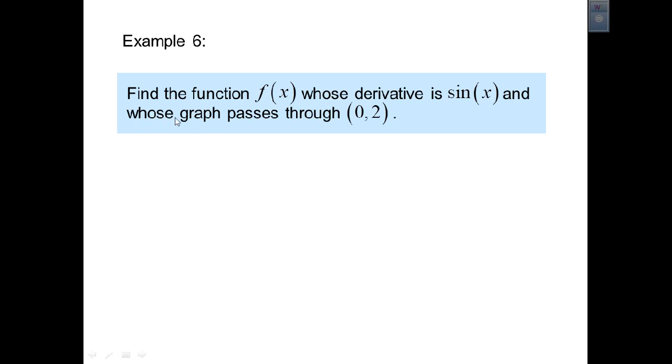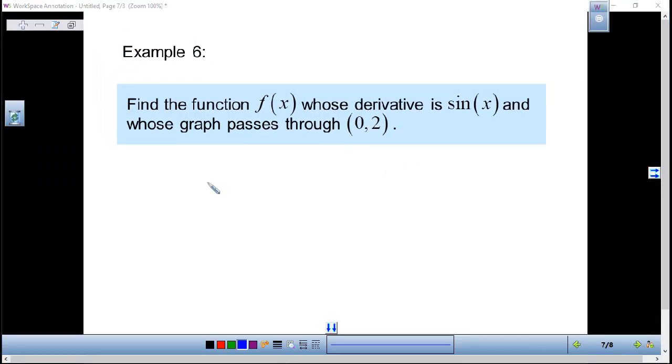So let's say we were asked, find the function f of x whose derivative is sine x and whose graph passes through the point (0, 2). All right, so if the derivative is sine x, we've got f prime of x equals sine x. What is f of x? Well, think backwards because we're actually doing a derivative in reverse. What function would I take the derivative of to get sine x? Well, if you take the derivative of sine x, you get cosine x.